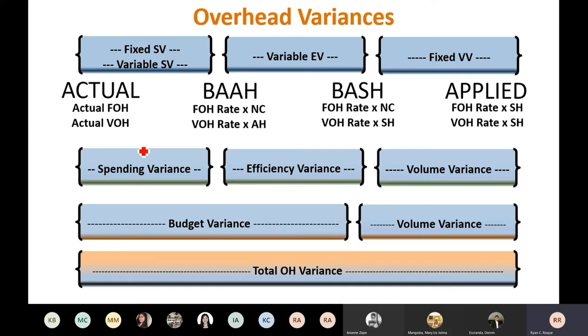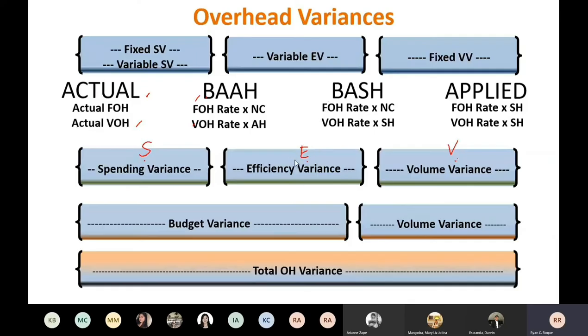Tinanong sa exam, di ba ito pinakapalatandaan natin? S-E-V. Spending, efficiency, and volume variance. Pag tinanong sa exam ay volume variance, nasa pinakakanan, I'll compare BASH and applied. Okay? So, tapos ang tinanong natin sa exam ngayon ay variable spending variance. Di ba yung sabi ko sa'yo? Variable spending. Spending pa rin yan. So, actual and BA, pero variable component lang. Actual and BA pa rin siya. Okay? Sige. Try natin sa iba.